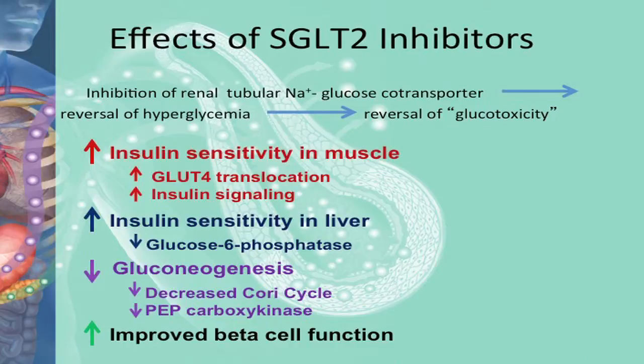It increases insulin sensitivity in the liver. There's decreased glucose 6-phosphatase, decreased Cori cycle. You get lactic acid being converted into glucose as well, and these inhibitors have the ability to stop that from happening in the Cori cycle. PEP carboxykinase also increases the glucose load as part of gluconeogenesis. This is also decreased in terms of its activity.